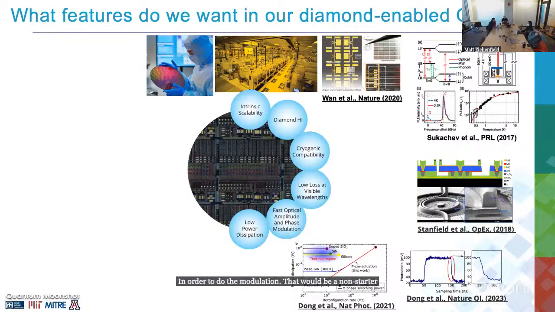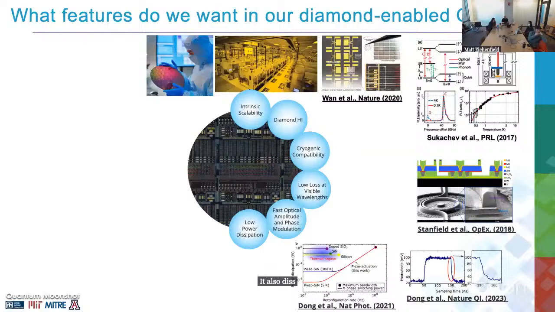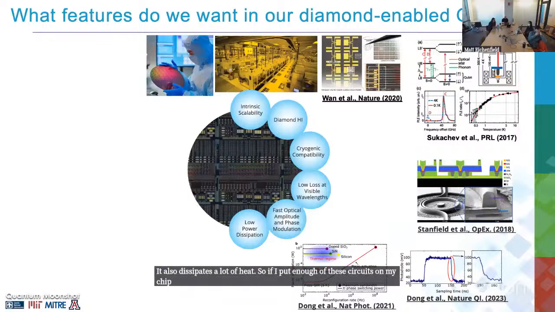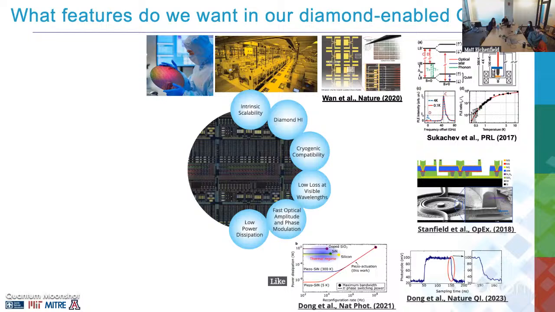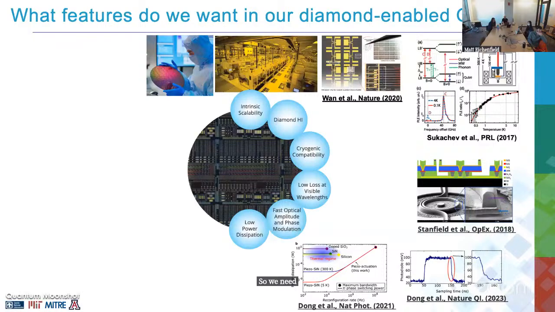It also produces lots of other problems, like thermal modulation is very slow, so I can't produce pulses that are as fast as I need. It also dissipates a lot of heat. So if I put enough of these circuits on my chip, it'll just overwhelm the cooling power of my refrigerator that's keeping this thing at below a Kelvin. And so that won't work either. So thermal modulation is out. We need a low power dissipation, fast modulation mechanism, and I'm going to tell you about that.